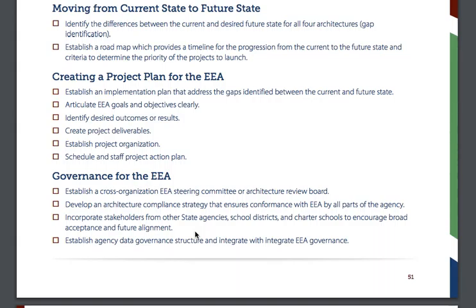I truly believe that implementing enterprise architecture will help us take our organization from good to great, as we always strive to do.